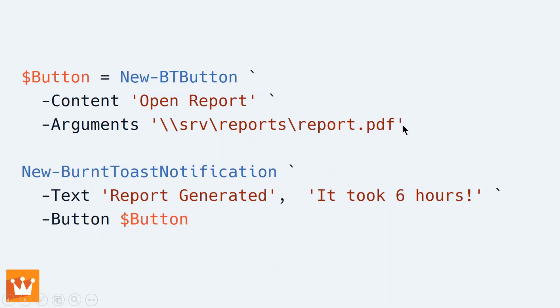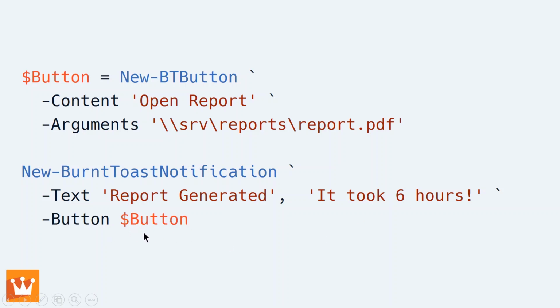Now this is going to work and it's going to show the toast I expect it to show, but when I click it, it's not going to load anything because I'm not on a network where SRV is a valid server, but you'll still see all the animations. And again, using New-BurntToastNotification to create the actual toast, using two pieces of text, so the title will be report generated, a little bit of information about how long it took to generate that report, and then we need to give it the button.